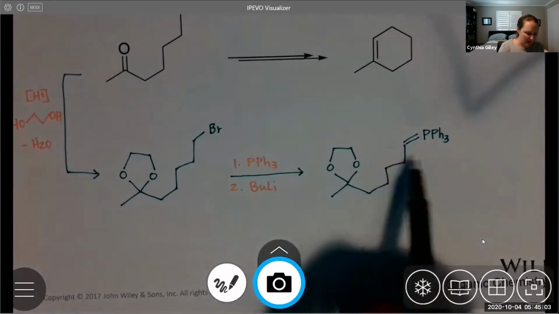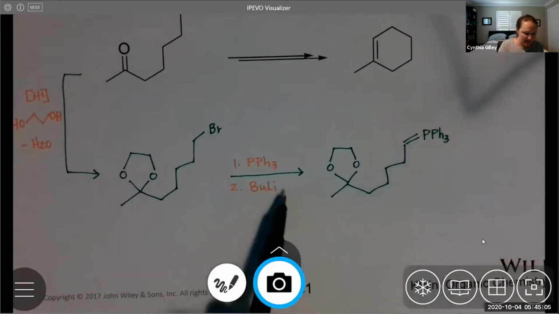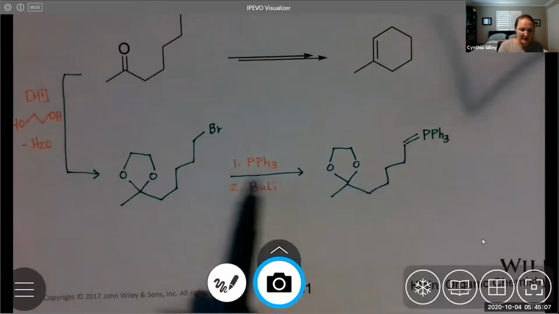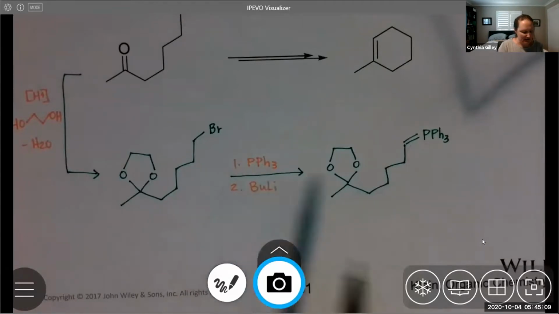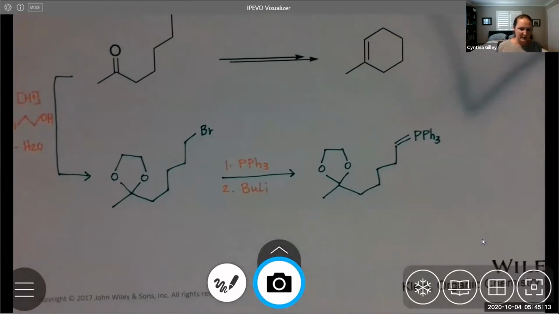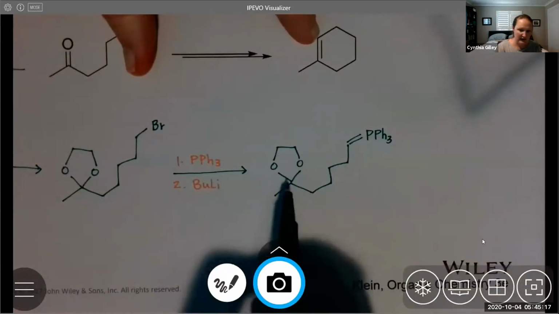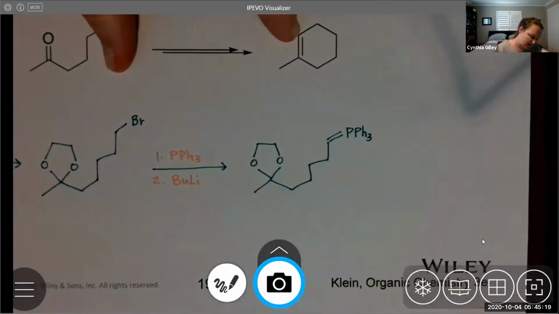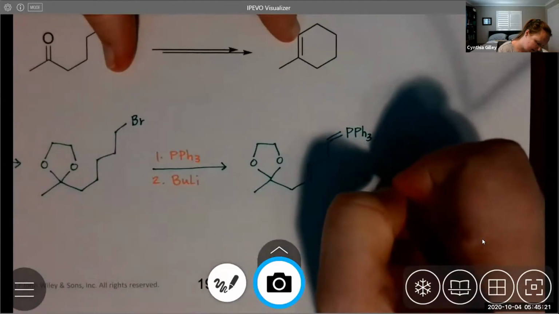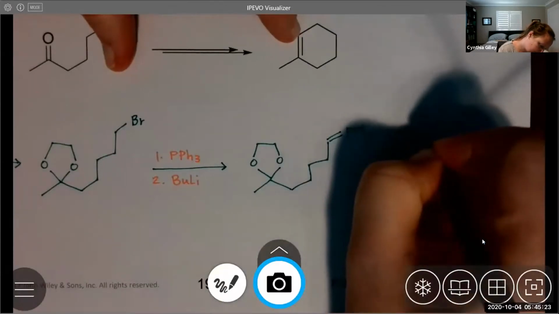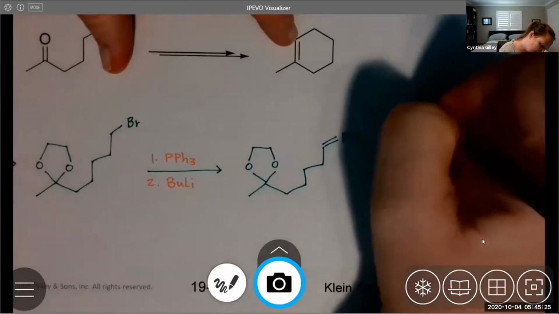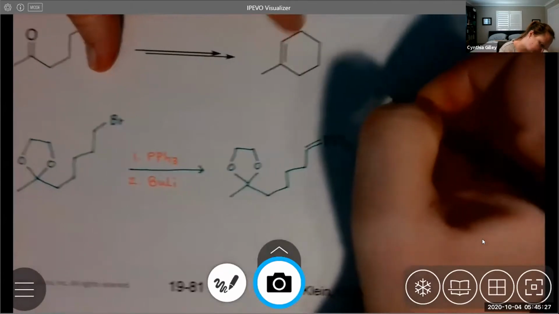Right, so we were able to convert this using strong base and butyllithium, right? And we didn't touch this carbon because it was protected. But now we want to react it with the ylide, so we want to go ahead and deprotect that and reveal the ketone again.